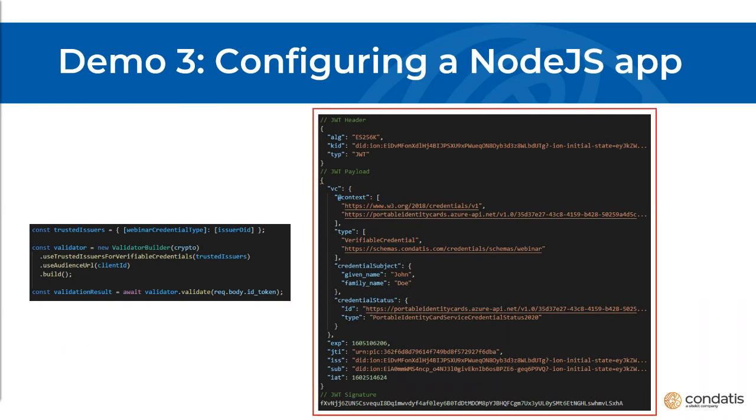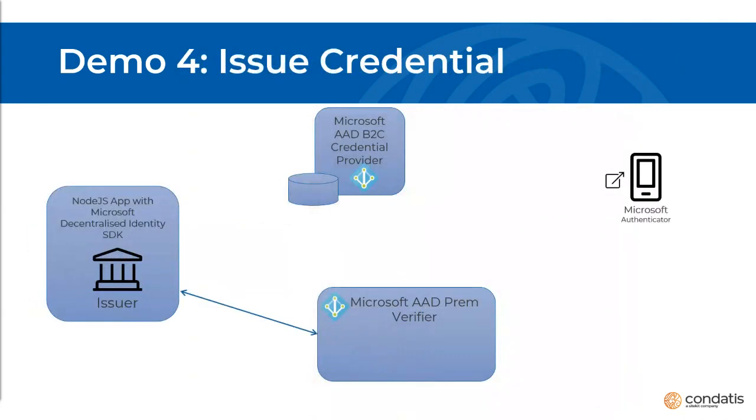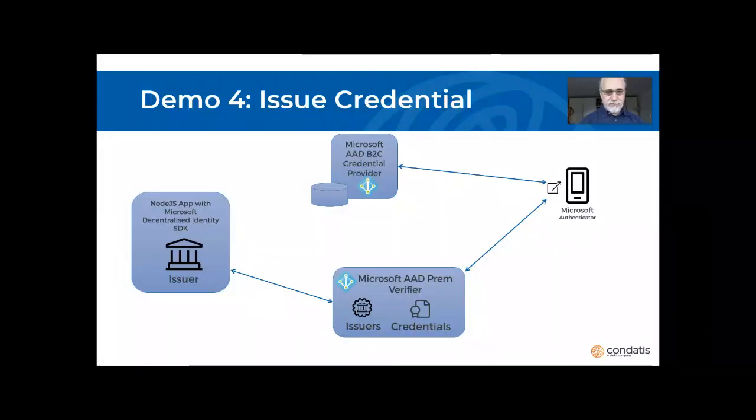Now, before we proceed with the demonstration of the credential issuance, I will pass on to Chris to give us some details about the issuance flow. Thanks, Antonius. So now that we have all the setup in the system, let's look at what happens when we issue a credential. We have Azure Active Directory Premium configured for an issuer, we have the credentials configured, we have an issuer, a Node.js app, and we have a B2C that is acting as a credential provider. Let's step through what's happening while issuing.